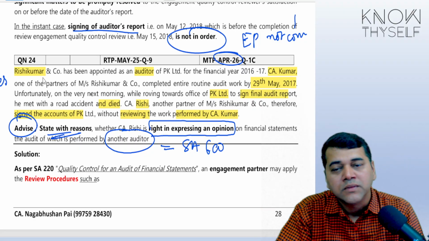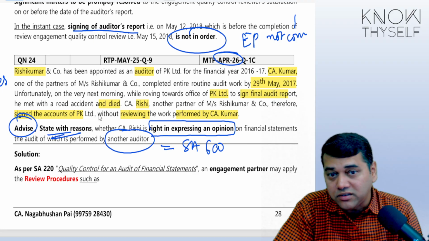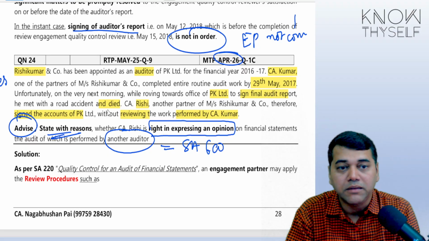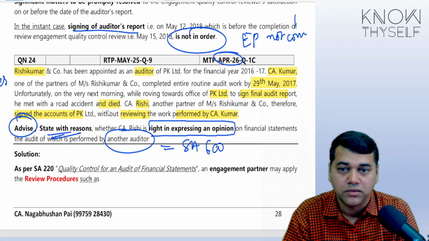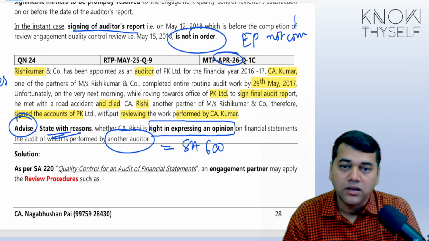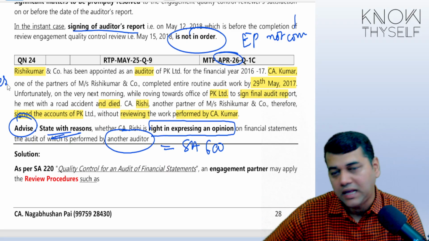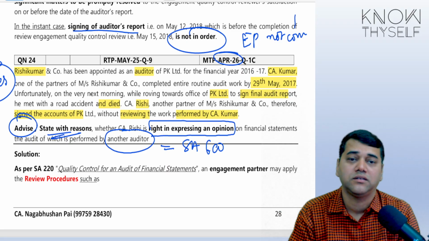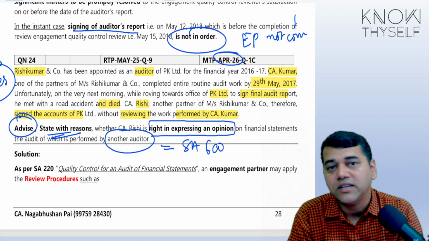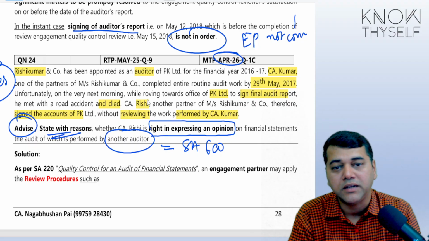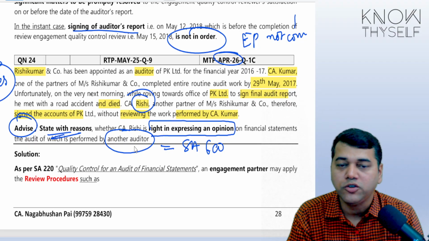But here, Kumar is not another auditor. He is not even a joint auditor. He is your engagement team. He is a partner of the firm. So first of all, can you express an opinion based on the work done by a partner? The answer is absolutely yes. But ultimately, who takes the responsibility? The engagement partner. Now, on his death, who became the engagement partner? Rishi.